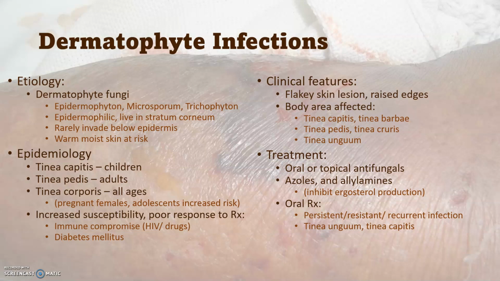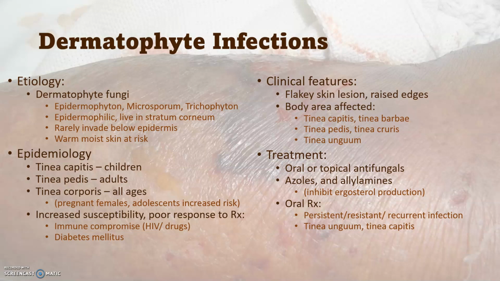I've listed the more common types of fungi that cause it, or the genera anyway. They tend to live in the stratum corneum of the epidermis and are supported by moist, warm skin. Patients who are immune compromised, such as those on immune suppressive drugs or patients with HIV or diabetes, are more at risk. And specifically for tinea corporis, it tends to be slightly more common, I should say, in adolescents and pregnant females.